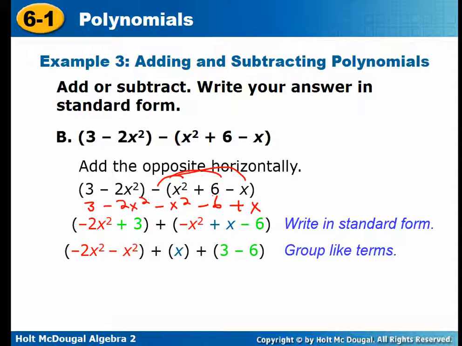Let's see, we have negative 2x squared minus x squared. So that would be negative 3x squared. You have only one x that's by itself, so you just write plus x. And then you have to combine the plus 3 and the minus 6. So 3 minus 6 is negative 3.